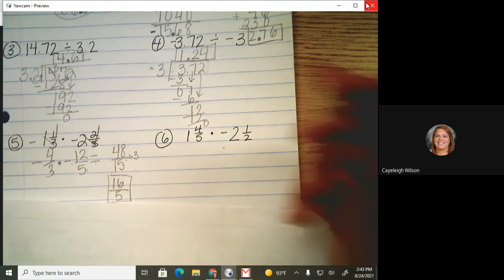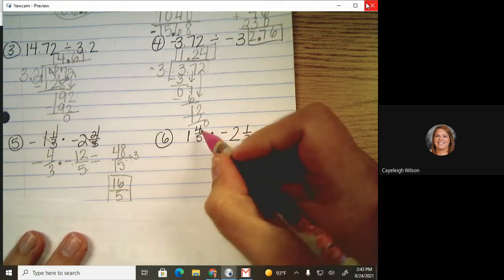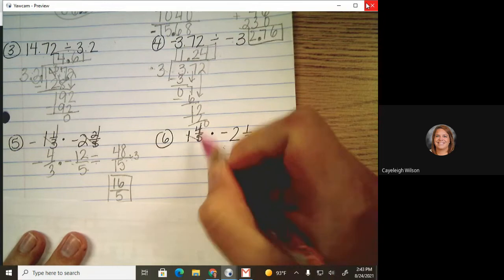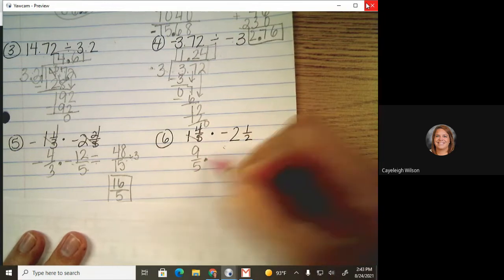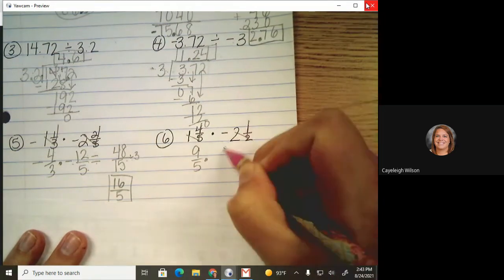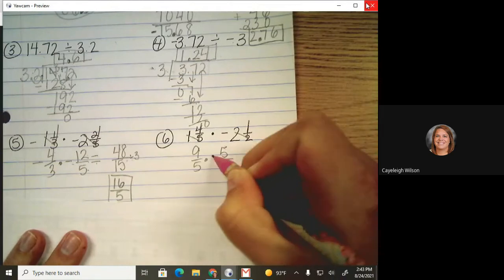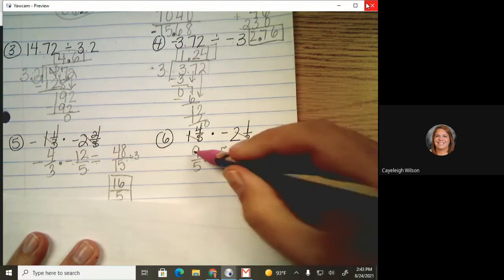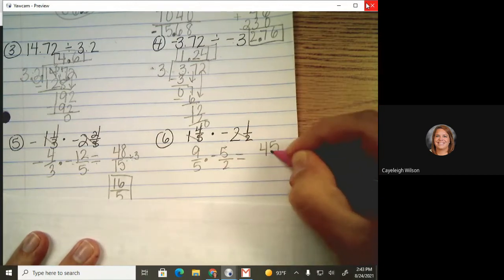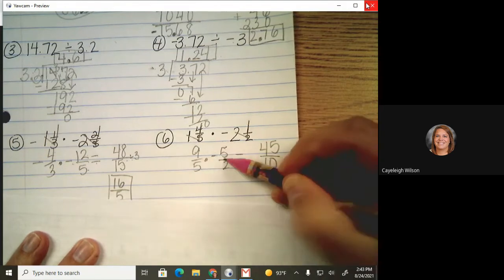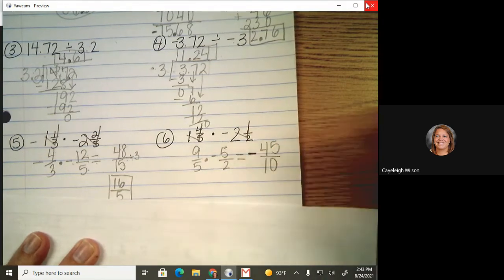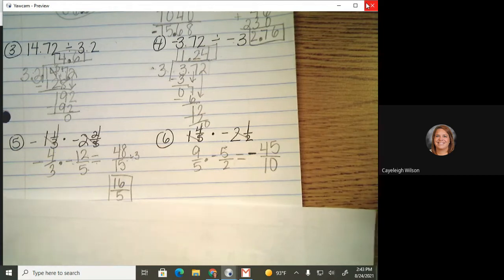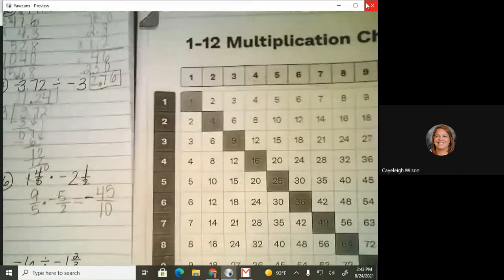Okay, so you should have changed them to improper. So 1 times 5 is 5, plus 4 is 9. 2 times 2 is 4, plus 1 is 5. All right, then I multiply straight across the top. So 9 times 5 is 45. 5 times 2 is 10. And a positive times a negative is a negative. All right, I'm going to try to reduce this. So if you need your paper, 45 and 10.